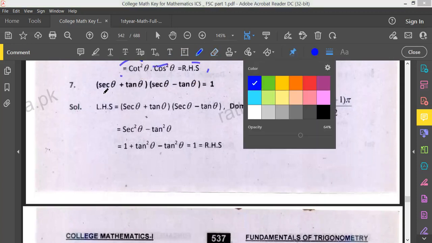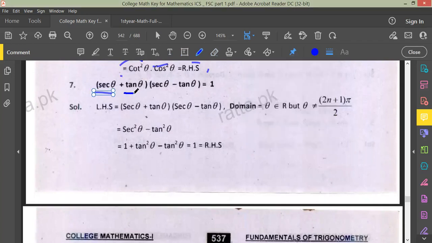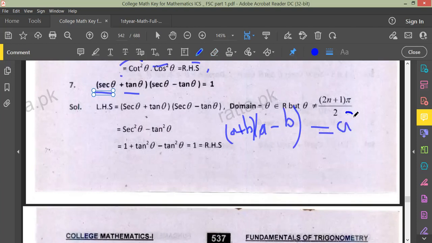So question number 7 is given as secant theta plus tan theta is equal to secant theta minus tan theta. We know that about (a plus b) and (a minus b), you can write it as a square minus b square. So similarly, this will be equal to secant square theta minus tan square theta.